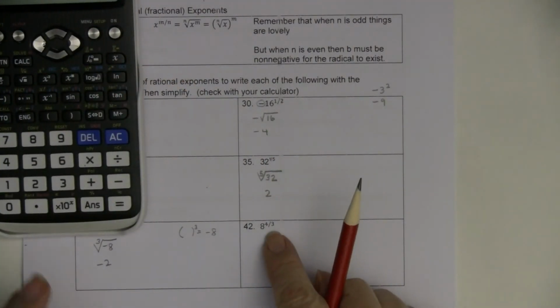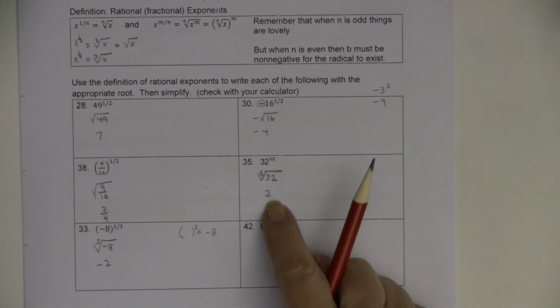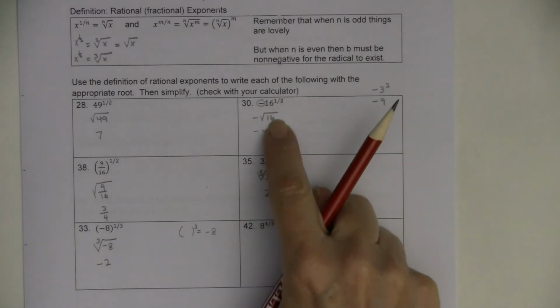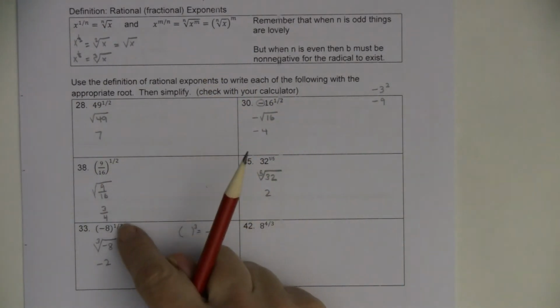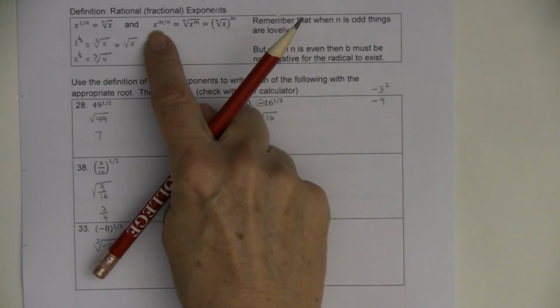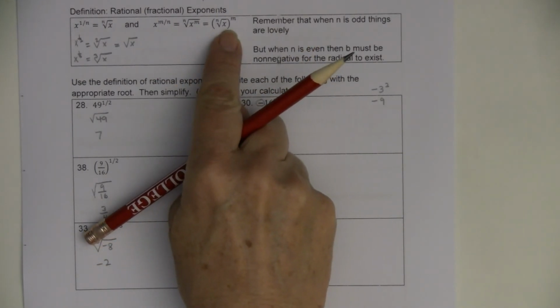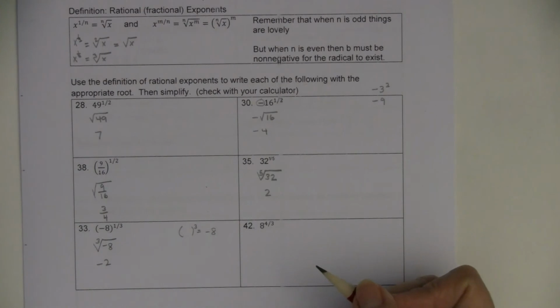Now this one here, number 42, does not have a 1 in the numerator like the rest of these did. 1/5, 1/2, 1/2, 1/2, 1/3. It has 4/3. And so we need to use this one right here. And we get to choose whether we do this or we do this. Both of them will give you the same answer.